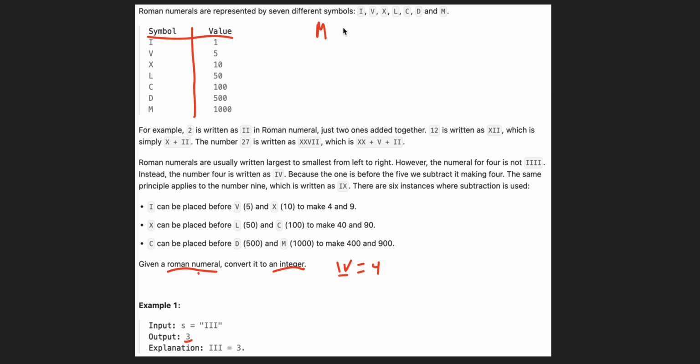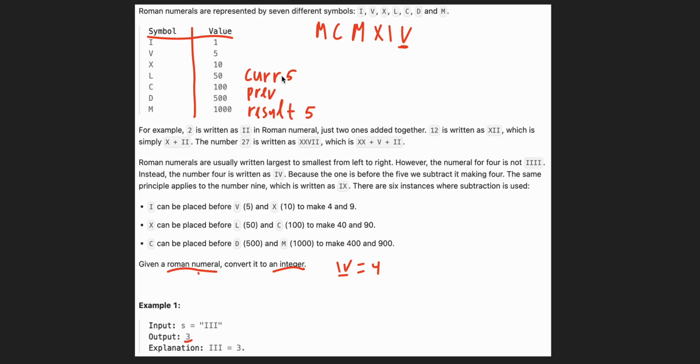So we have M, C, M, X, I, V. What we are going to do is maintain variables: our current value, our previous numeral, and also the result that we are going to return. So let's start with the V, for example. The value for the V is equal to 5, and we are adding that to our result, which is 5.